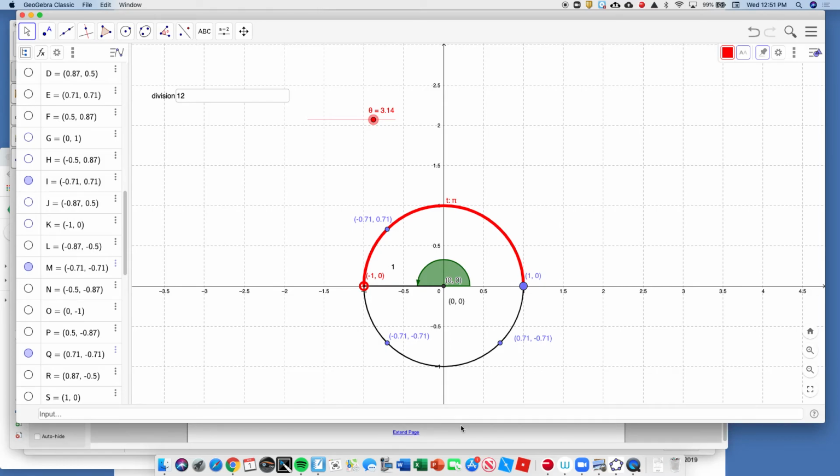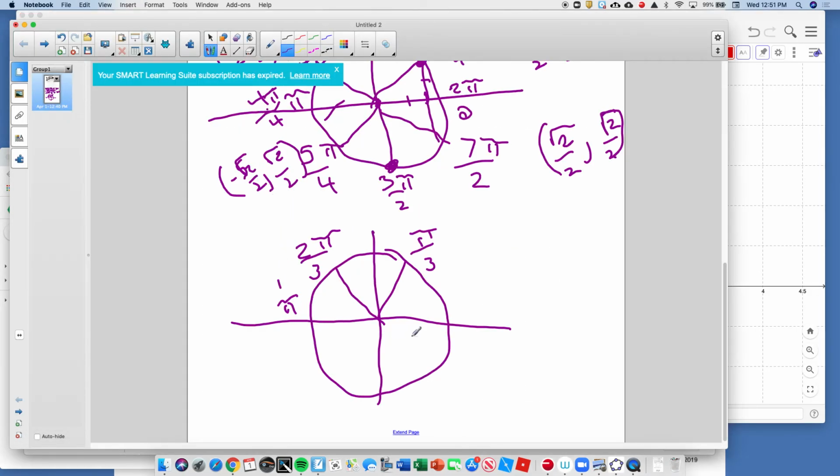So let's keep working our way around here. So if this is 3 pi over 3, or 1, then the next one's going to be 4 pi over 3. And then 5 pi over 3. And then finally 6 pi over 3, which is 2 pi. Anyway, so that's kind of the basic sketch.